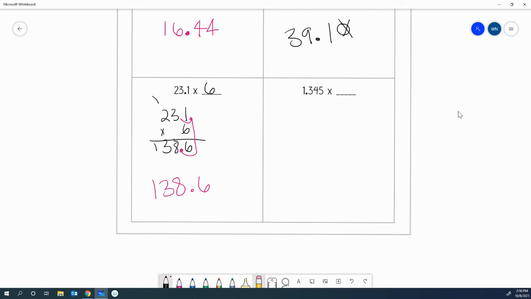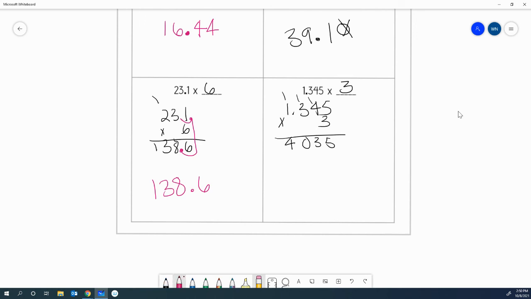All right, this last one is 1 and 345 thousandths times 3. Go ahead and multiply it. For this one, stack it up. 3 times 5 is 15. 3 times 4 is 12, plus 1 is 13. 3 times 3 is 9, plus 1 is 10. 3 times 1 is 3, plus 1 is 4.